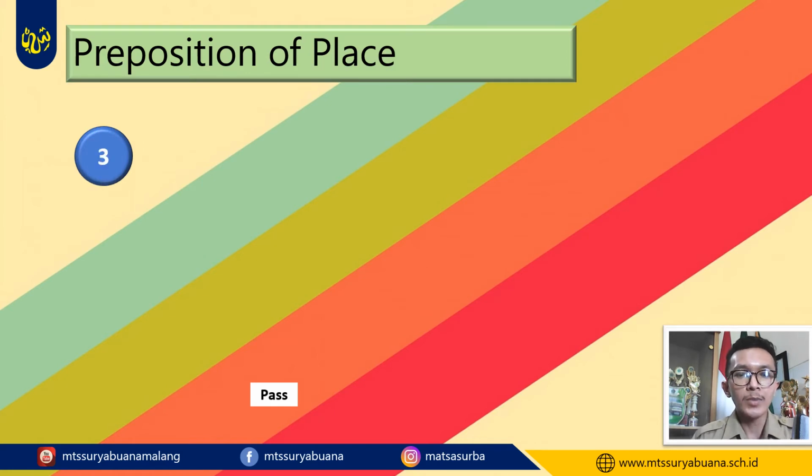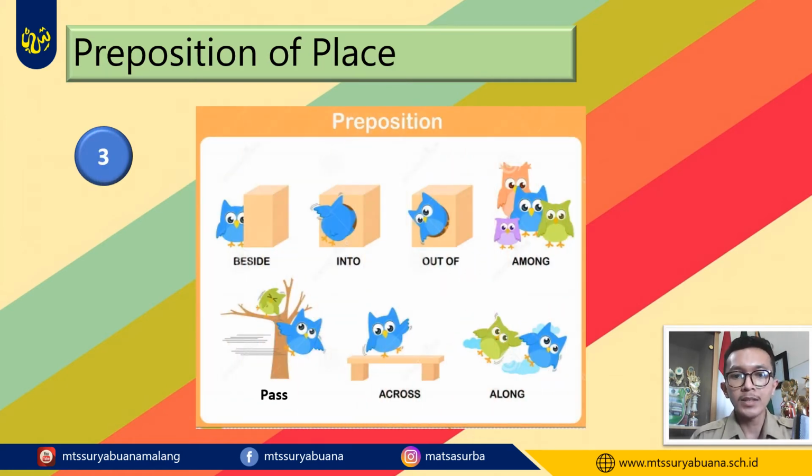Okay, next is the last group of prepositions of place. Please repeat after me. Beside, into, out of, among, past, across, along. And the example sentences, for the first picture here, beside, the blue owl is standing beside the box. The blue owl is walking into the box. The blue owl is flying out of the box.